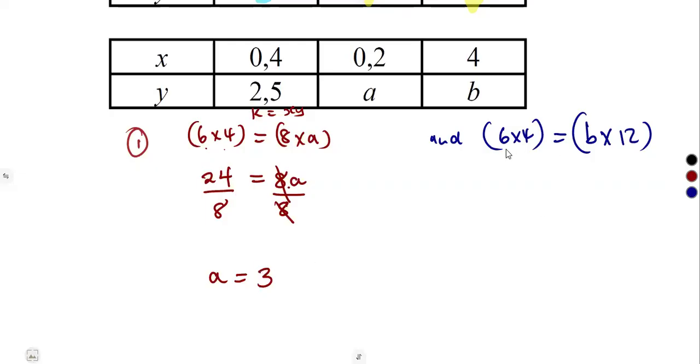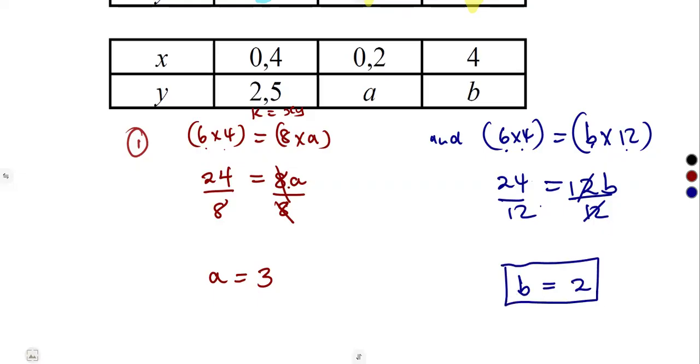We do the same thing: 6 times 4, that's 24, remember? B times 12 is 12B. Divide by 12 so that this can cancel, and you're going to remain with B. So B is equal to 24 divided by 12, which is 2. So this is how you get the value of B and also the value of A.